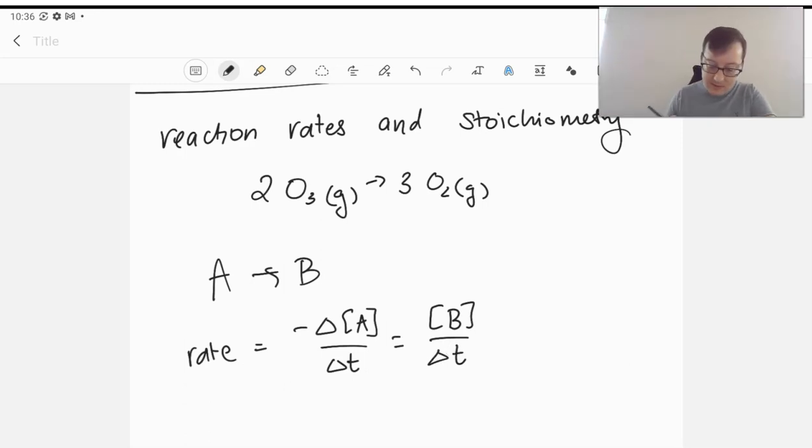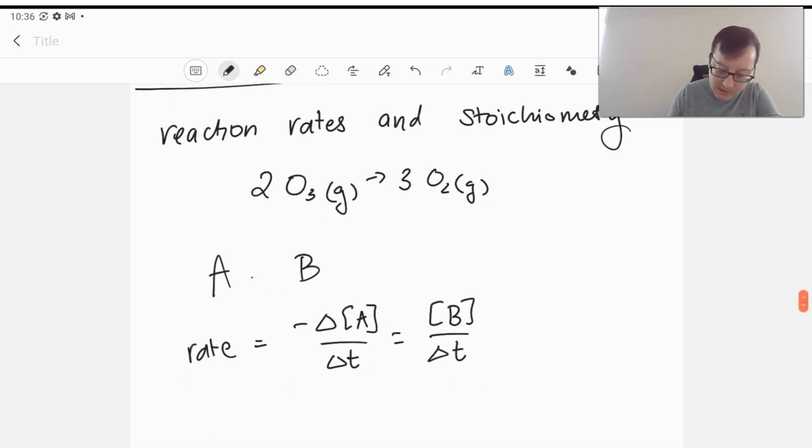And that worked. Wow, that's a terrible arrow. That worked because the coefficients of A and B were both 1. But what happens when we take a reaction that has new coefficients, or coefficients that aren't 1? Well, we know that our concentration of reactant is going to go down, so we're going to need a negative there. And we know our concentration of product is going to go up.